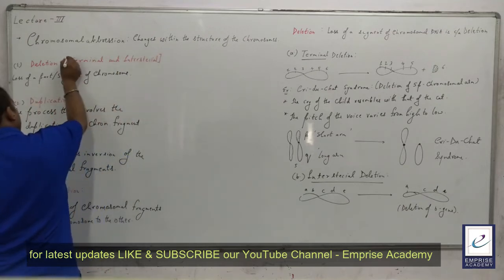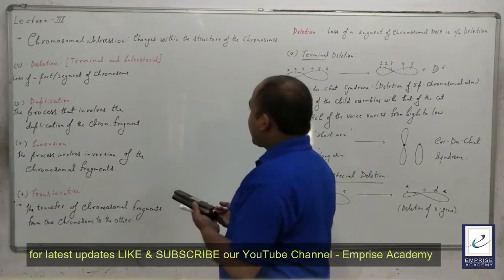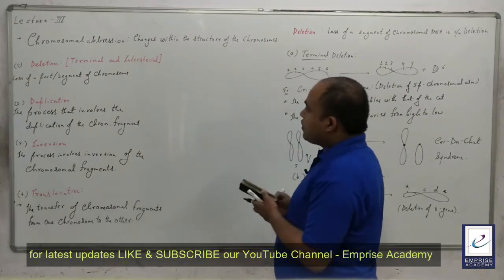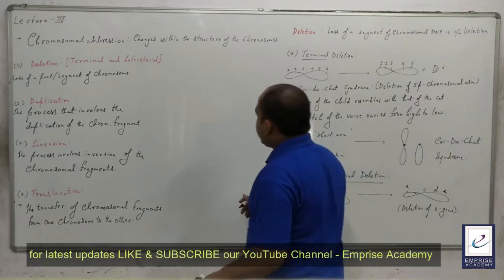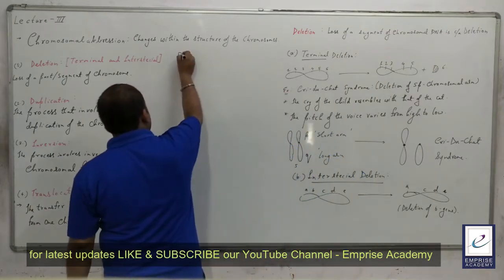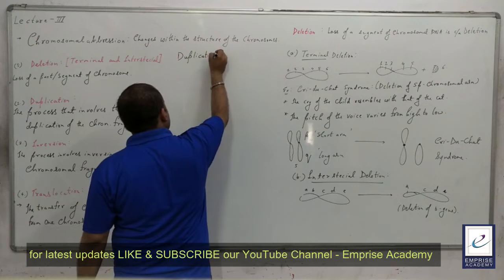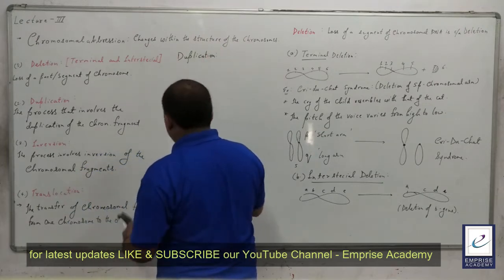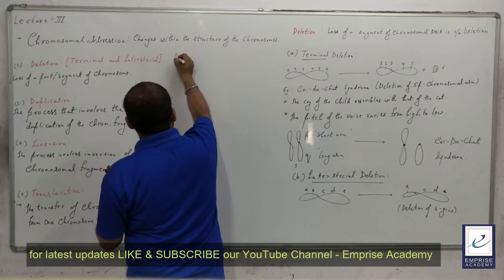Okay. Now there is another thing, that is duplication. Now what happens in the case of duplication, that we must know. In the case of duplication, the segment of the chromosome is being duplicated.